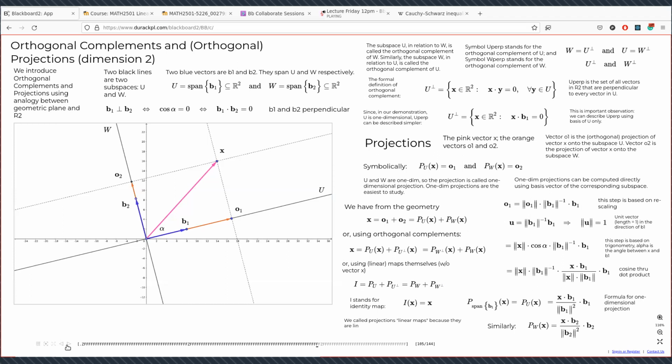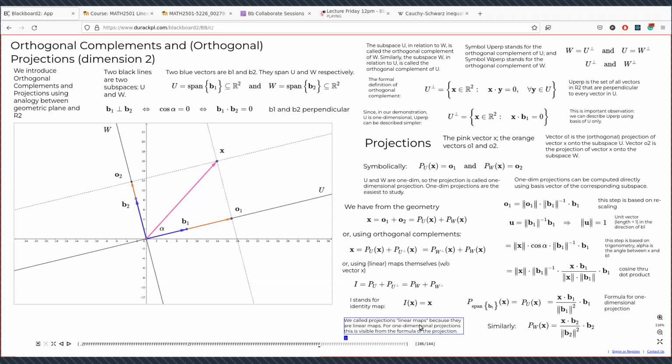We call projections linear maps because they are linear maps. For one-dimensional projections, this is visible from this formula and from the properties of a dot product. For the projections we're about to meet soon, not on one-dimensional but on higher-dimensional subspaces, this is still true. They are linear maps, but we're not going to have a proof.